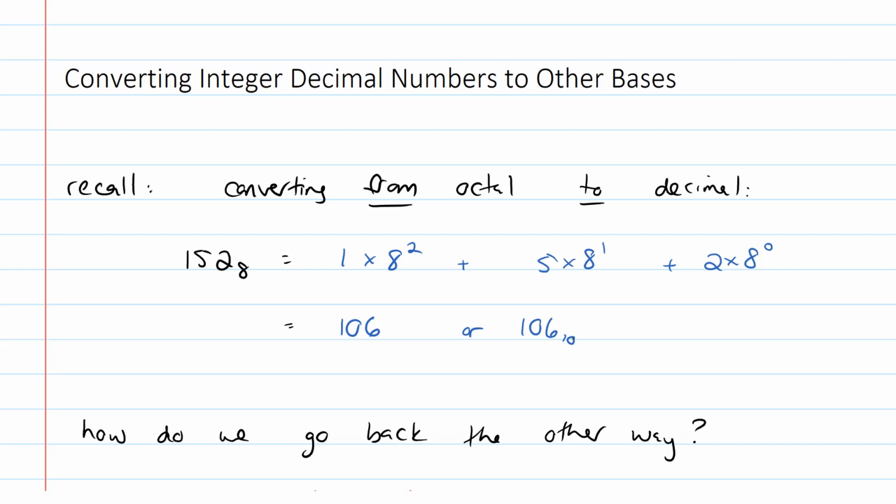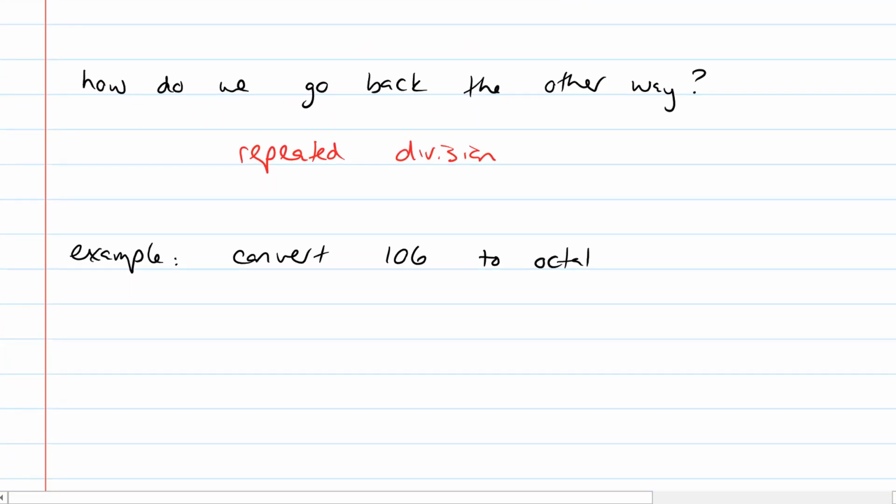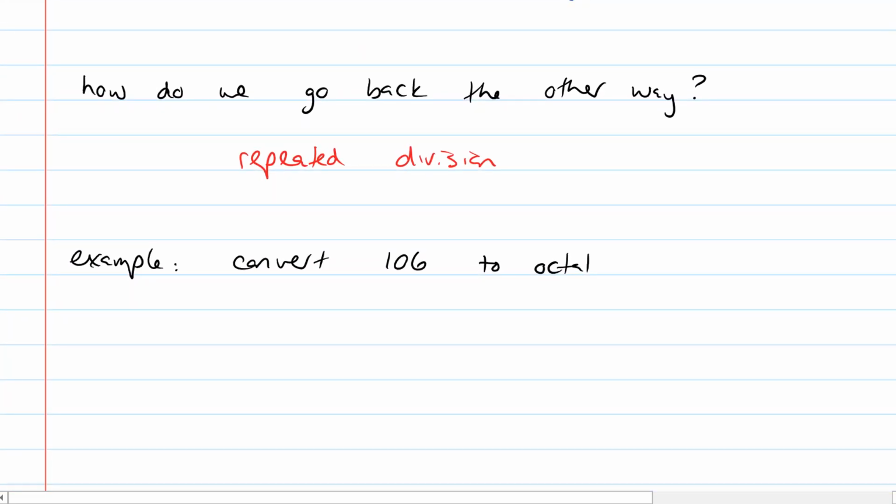Now, since we've done that, we've converted from octal to decimal. The question is, can we go back the other way? If we are given the number 106 base 10, how do we get that number back into octal? We can't use this expansion method to go the other way. The method we're going to use is repeated division, where we take the number 106 and repeatedly divide by the base, which is 8.